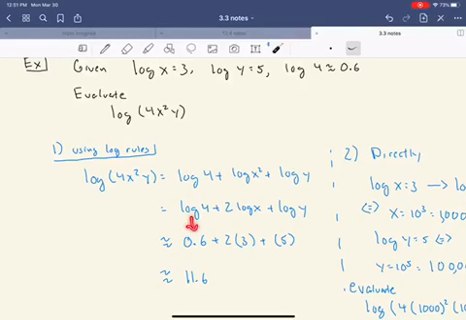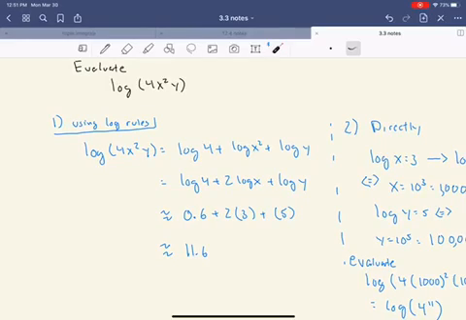Log of 4 is 0.6. Log of x, remember, was 3, so we're going to have 2 times that 3. Log of y is 5. So, 0.6 plus 2 times 3 plus 5 gives you 5 plus 6 plus 0.6, 11.6. Okay, this was the sort of expected way to do it.